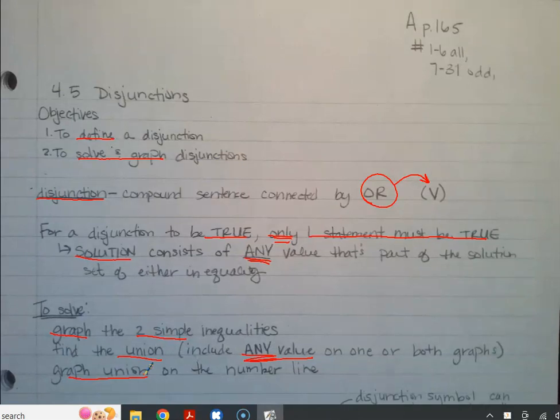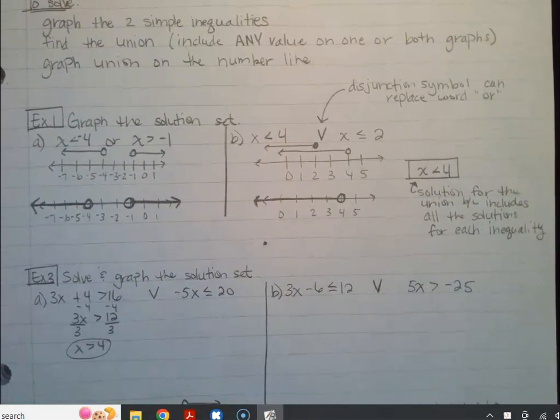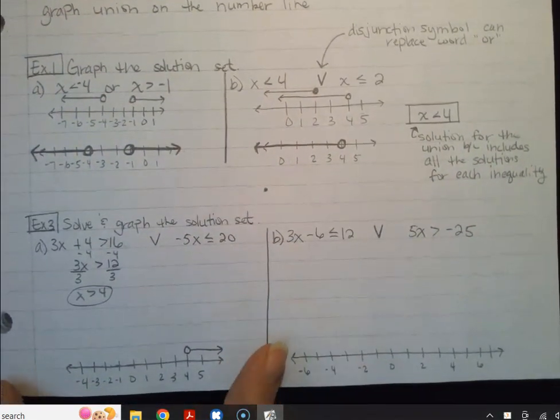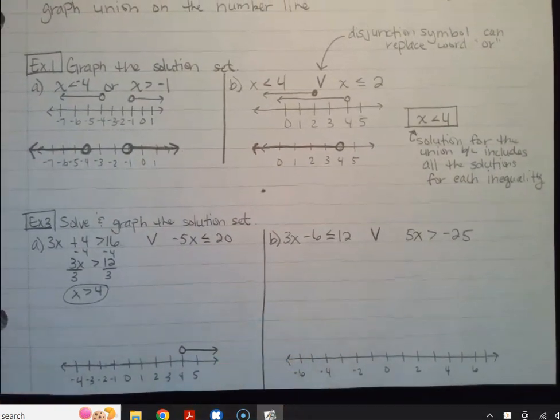So let's go on down to our examples. Let me move it on up so we can get them all in there. Perfect. Okay, so we're going to graph the solution set. Example 1 here. So we have x is less than -4 or x is greater than -1. So again, it's an or statement, so it's a disjunction.